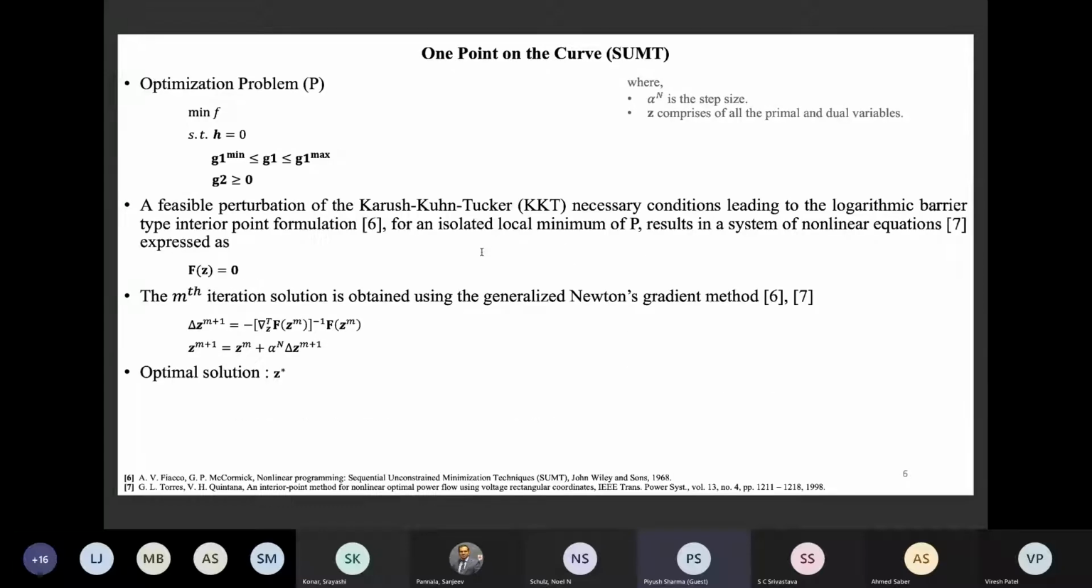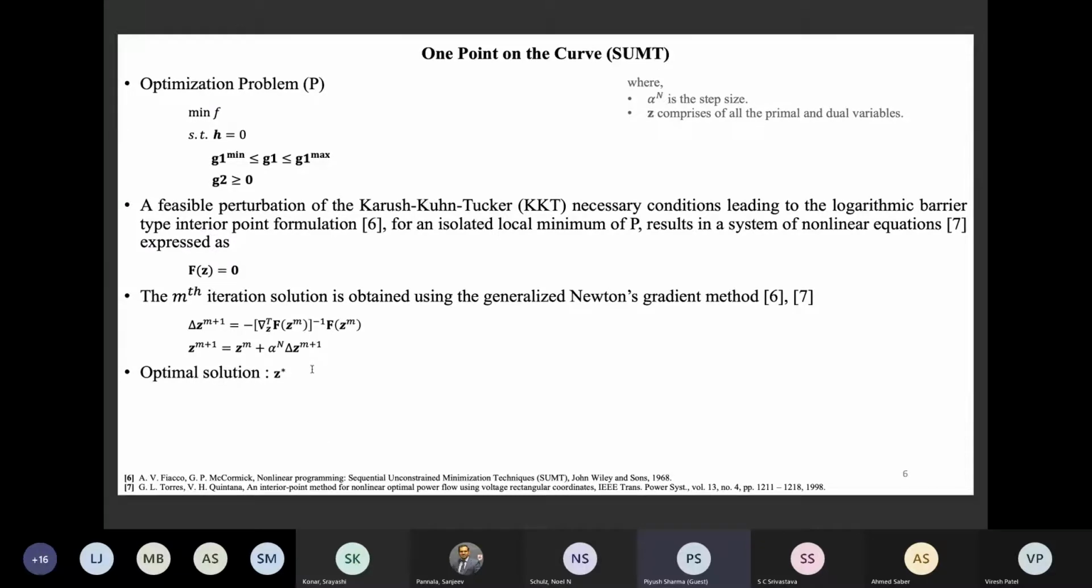Now we solve this particular optimization problem using a sequential unconstrained minimization technique. So the KKT conditions are written for this particular problem. They are perturbed so that we get an interior point formulation, and it results in a system of equations which are expressed as f of z equals 0. The mth iteration solution of this system of equations is obtained by using Newton's method. These are very popular techniques. You can refer to the references for more details.